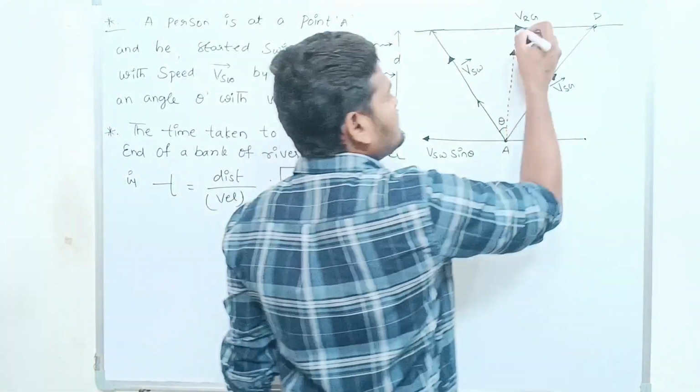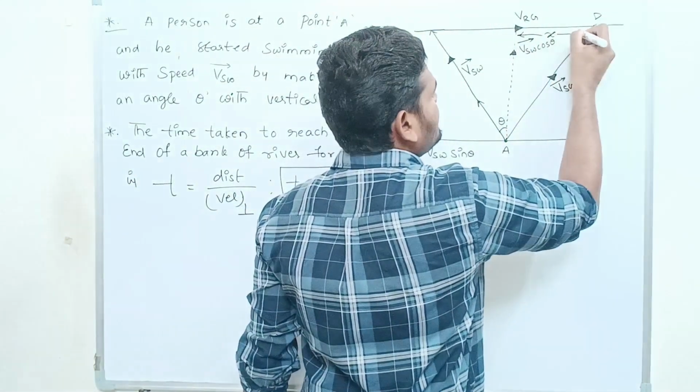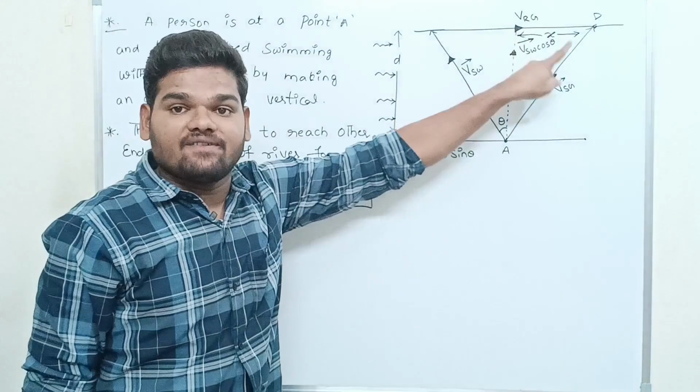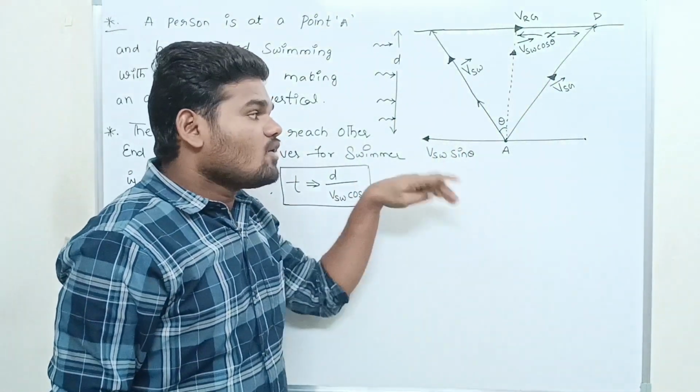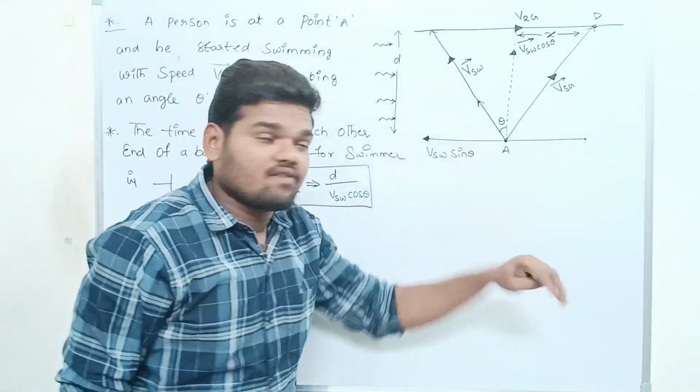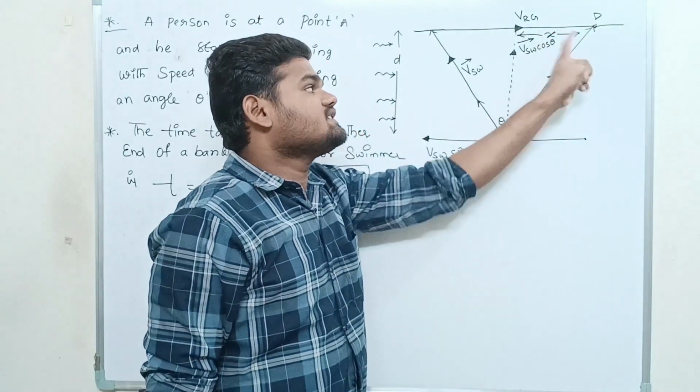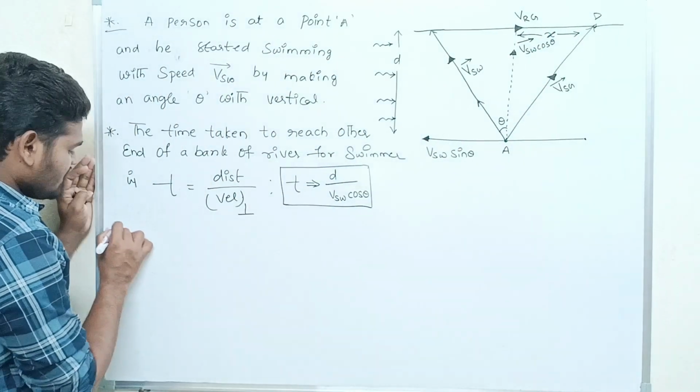So already I told you that. What is this? This is a drift of the swimmer. So why does he get drifted? Because of the flow of the river. He gets drifted. So how much is he drifted? x is the drift.